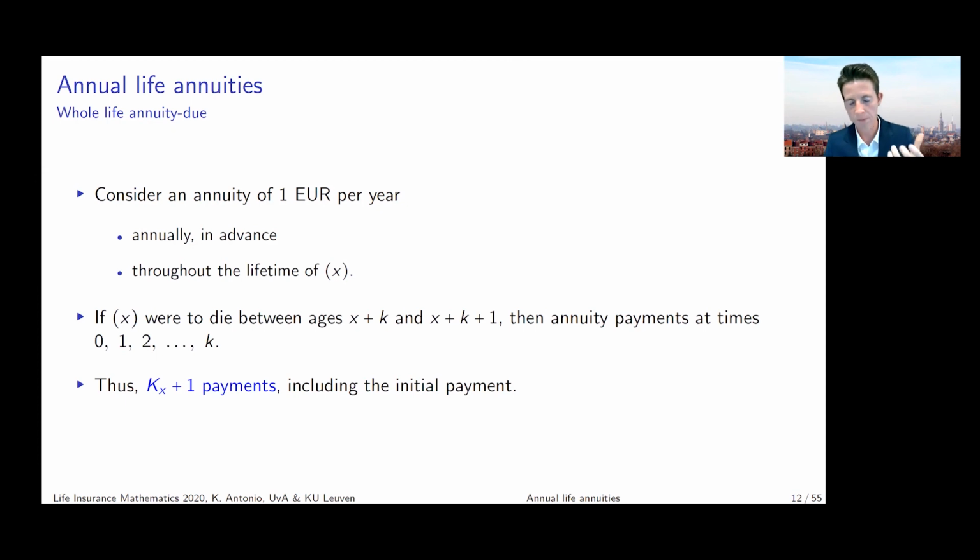But what is this small k? Well, think about what we learned about the curtate future lifetime random variable, the Kx. In this particular example, this small k is the value that the curtate future lifetime variable Kx would take, right? So if you want to write down the number of payments in terms of a random variable, then in this annual setting where we pay in advance, we have Kx plus 1 payments, including the initial payment. See that? So the duration of our cash flow stream is unknown, it's stochastic. And in this particular case, we can express the number of payments through our random variable Kx. Does that make sense?